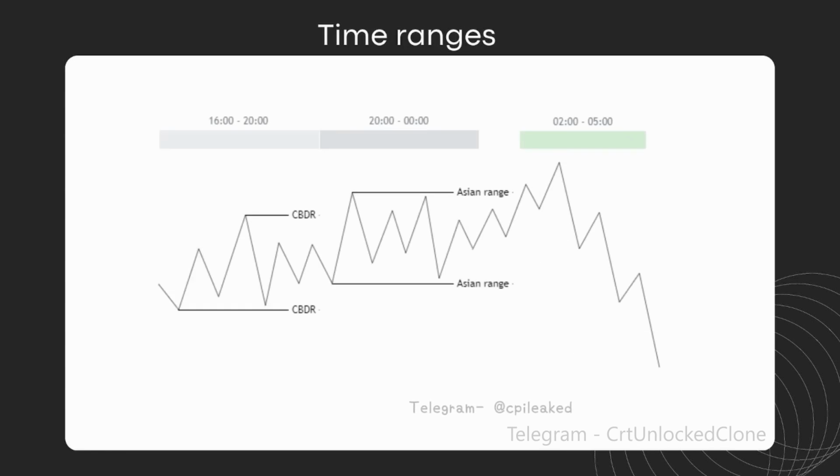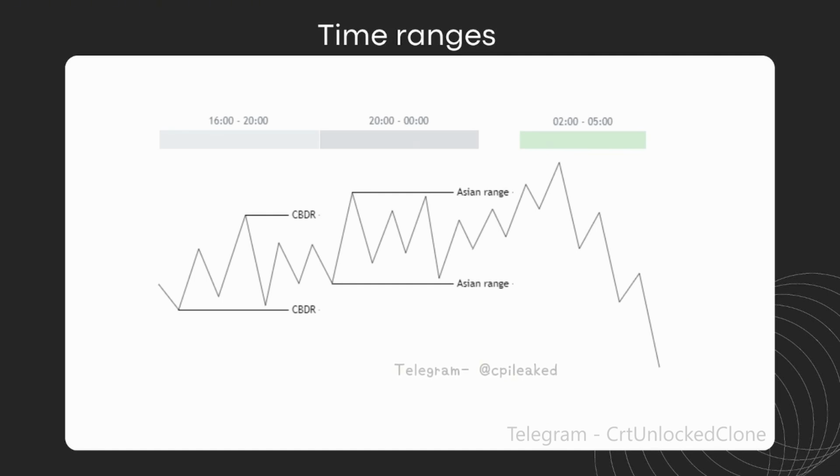Now, moving on, here we've got an example of time ranges. You can see right here we've got some times. First one we've got is from 16 Eastern time to 20 Eastern time, and this time of the day represents the central bank's dealer range, right? And price usually ranges or forms consolidation during this time of the day, and this time is treated as a dynamic range known as the CBDR, or the central bank dealers range, right? Then we've got another time range which is from 20 Eastern time to midnight, and this is what we call the Asian session range.